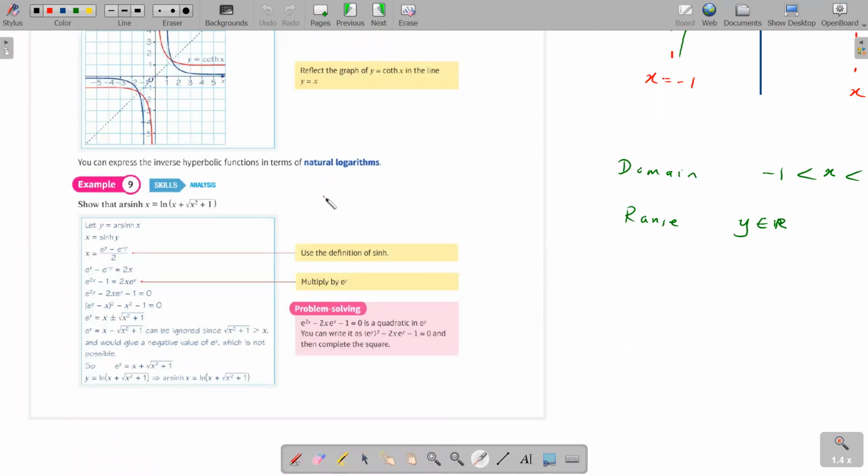So what we are going to do here is try to express inverse hyperbolic functions in terms of natural logarithm. So here's the first one, and it's a question. The question says to show that arsinh x is equal to the natural log of x plus root x squared plus one. So you're supposed to show this. Okay, so let's get it done.